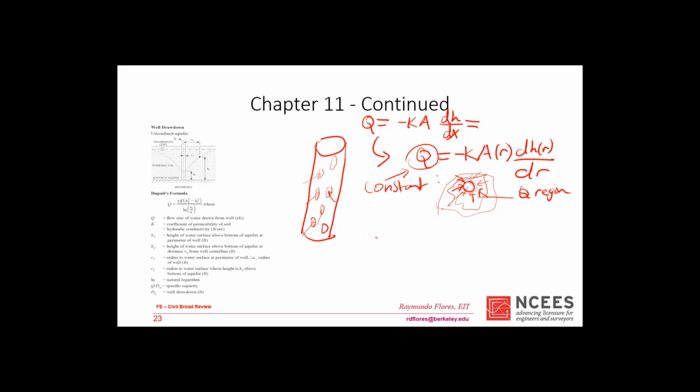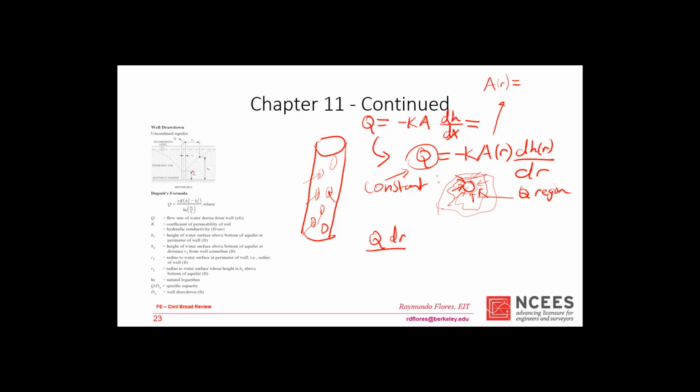Then if we want to solve it, we can rearrange the equation so that Q times dr divided by A of R, which you should see, because the whole thing, now I should draw it out. The whole thing is being affected, because it's not confined, so water is going through it entirely.